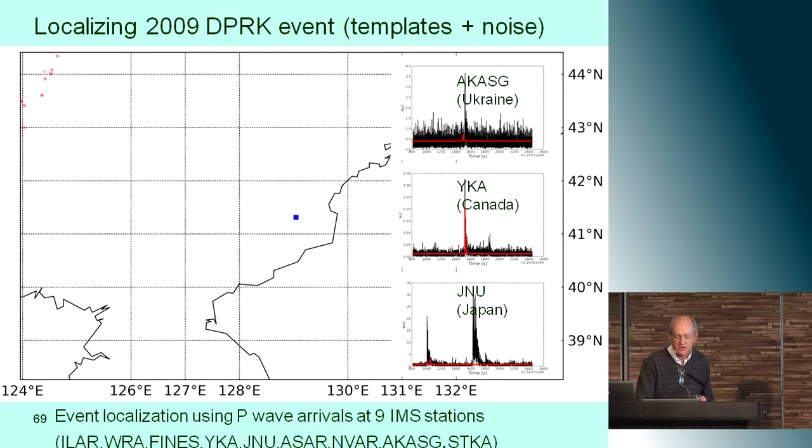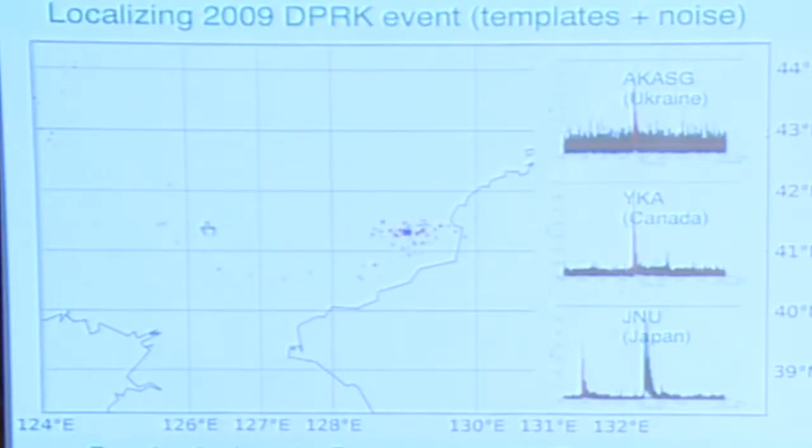Okay, so just to show you that this actually works, here's a little movie for the 2009 North Korean test. We're starting out with a small number of template arrivals that are not fitting the data very well. And we've got an initial location estimate which is way off up here in the corner, several hundred kilometers away from the true event. And as we run the MCMC process, you see that very quickly it converges to the right location and the templates move themselves to fit the data very nicely.